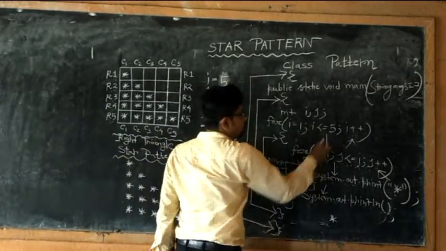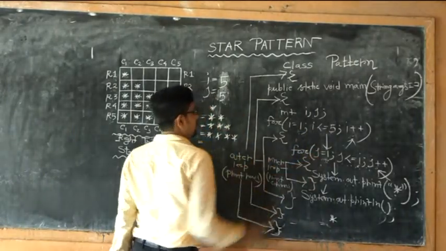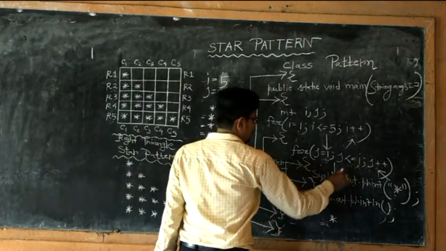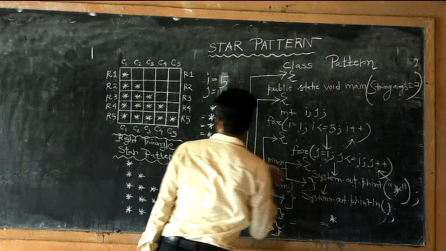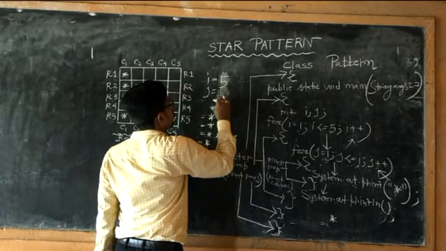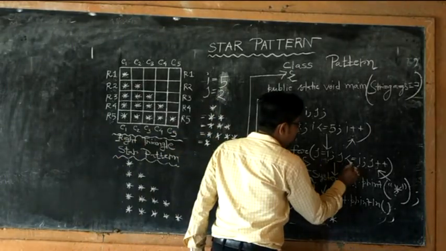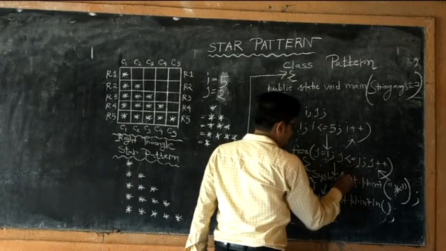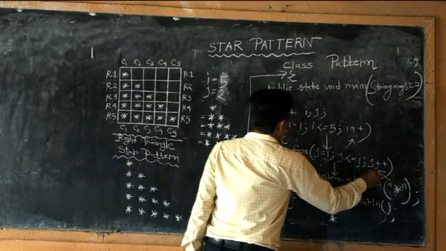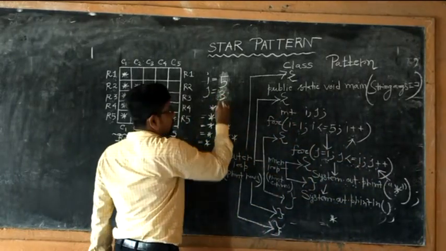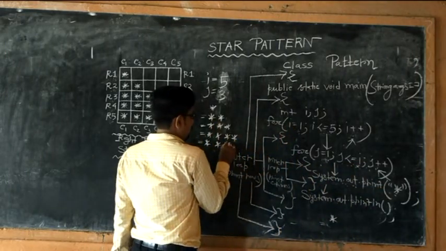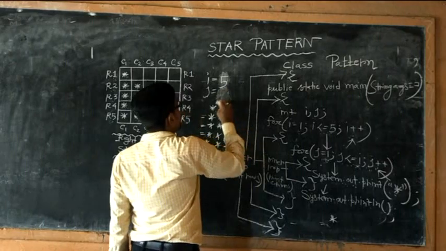Now 5 less than or equal to 5. Yes, condition true, it will come to this section. Now j value again starts from 1. 1 less than or equal to 5, condition true, come to this section, print 1 star. Now j plus plus, j value is becoming 2. Again 2 less than or equal to 5, condition true, come to this section, print 1 star. Then j plus plus, now j value is becoming 3. 3 less than or equal to 5, condition true, come to this section, print 1 more star. j plus plus, now j value is becoming 4.